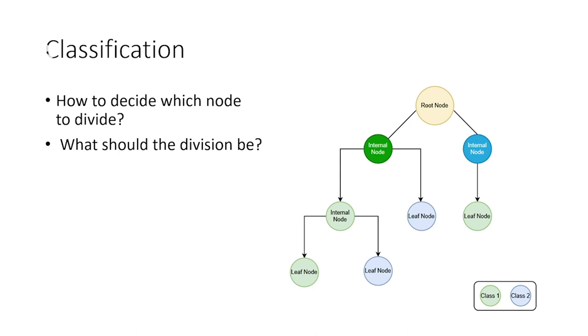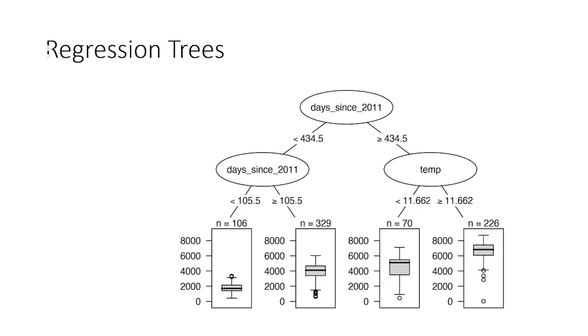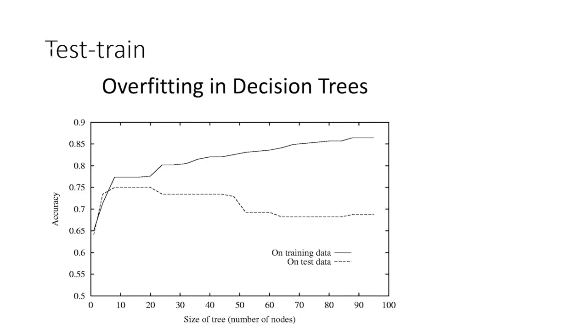The question is which node to divide and what the divisions should be. And you can also do it for regression. In regression, often you have a random variable at the leaves, or a linear regressor itself, or just a fixed number. So you can even do it for trees. It's very easy. I'm not going to talk about how to divide because there are algorithms out there.